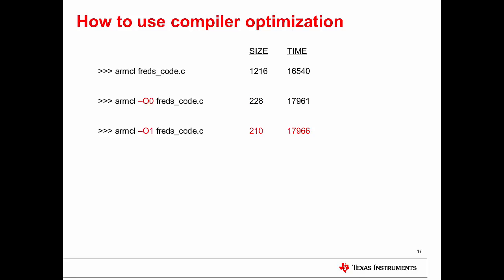So if Fred uses -O1, the size continues to decrease, but the time gets worse again. Finally, -O2 and -O3 both produce the same result. Fred's executable is the smallest of all, and the runtime is the best we've seen.